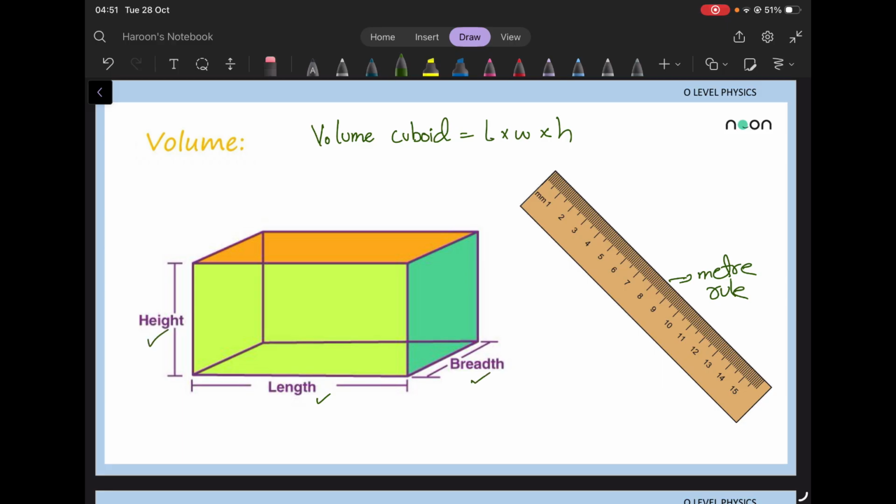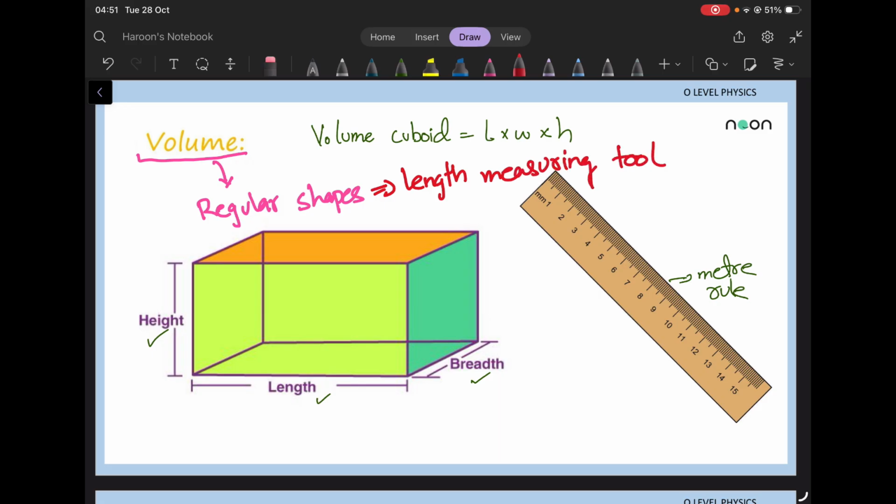We get our answer. So what this tells us is, for regular shapes, if you want to find volume of regular shapes, what we need is a length measuring tool. It's just that we should know the formula and the appropriate instrument. So for example, cube, length times length times length, just use a meter rule to find one of the lengths. All the lengths would be the same. Put it in the formula, you get your answer. Even if you have a sphere or a cuboid, these are regular shapes, and we can actually find the volume by just a length measuring tool.